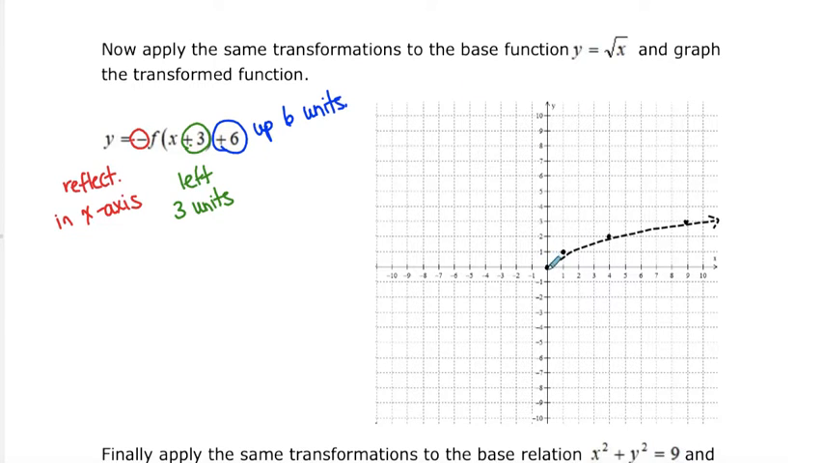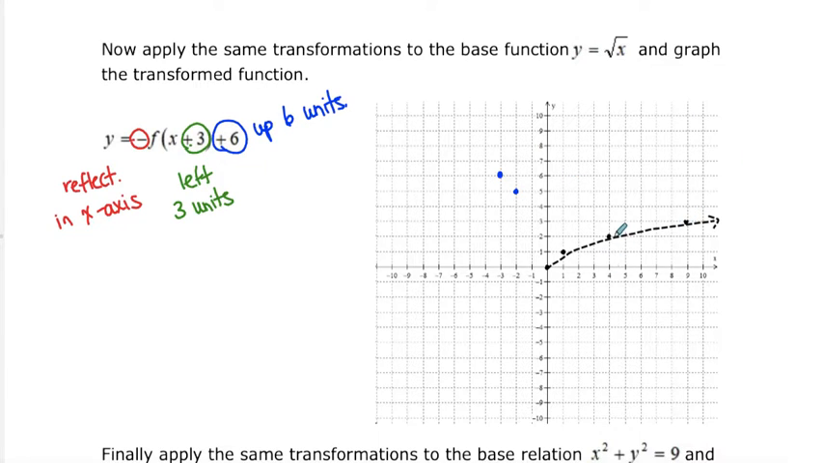So remember, the 0, 0 doesn't reflect at all. It stays where it is, but I'm going to move it 3 spots to the left, 1, 2, 3, and 6 units up. Here's my 1, 1. I'm going to reflect it first, so that's 1, -1. Then move it 3 spots to the left, 1, 2, 3, 6 units up, 1, 2, 3, 4, 5, 6. There it is right there.